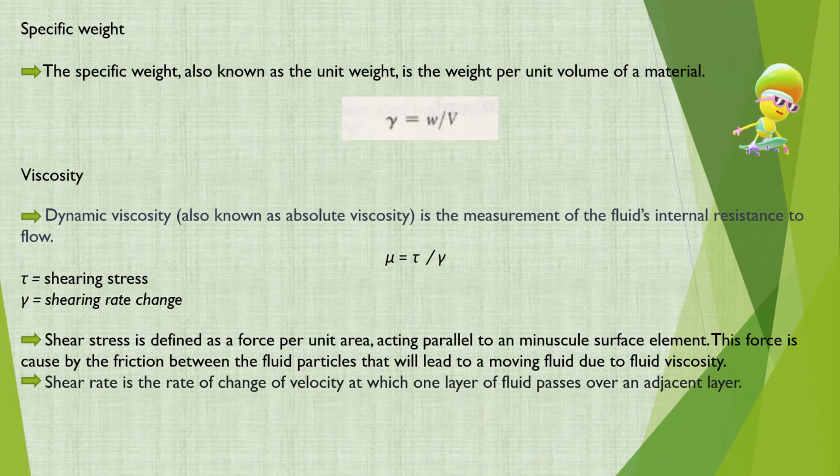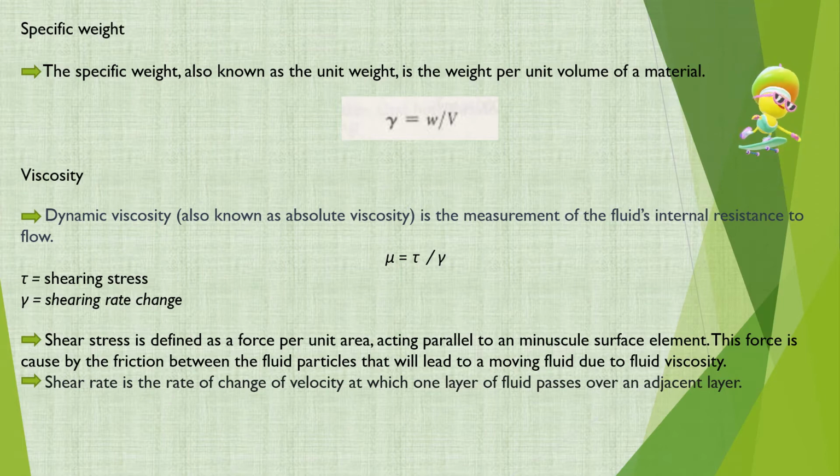Next, specific weight. The specific weight, which is also known as the unit weight, is the weight per unit volume of a material. It is simple: to calculate specific weight, we divide the weight of a material by the volume of the material. So next, viscosity.